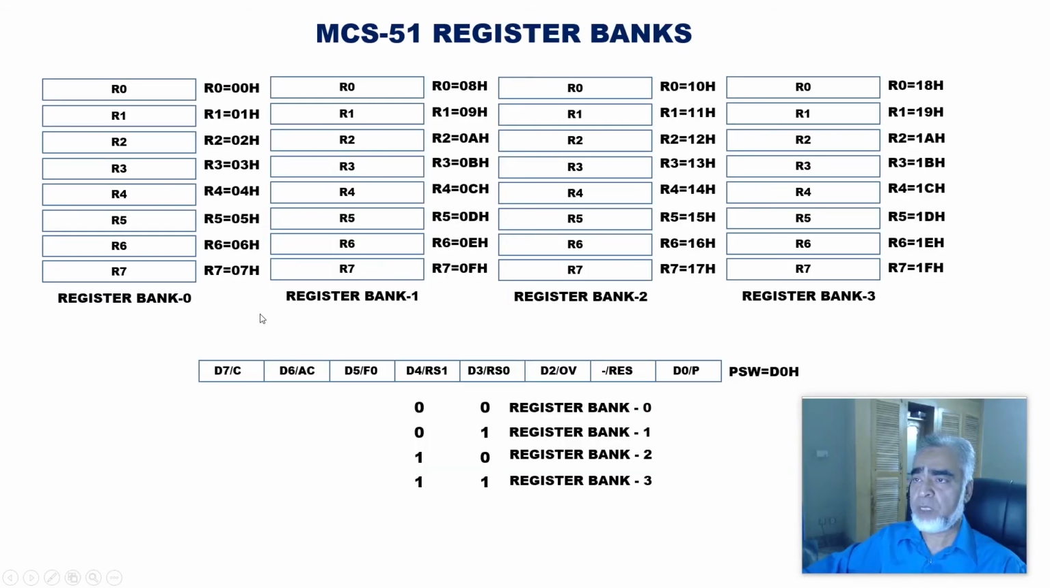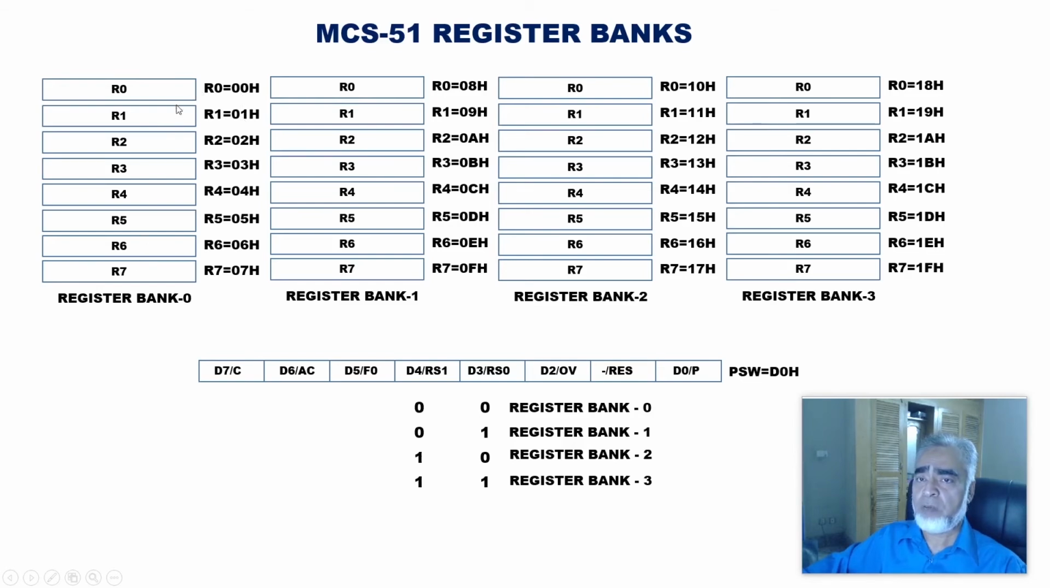Now we'll discuss the register banks of the MCS51 family. Here we can find that we have 4 register banks, that is register bank 0, register bank 1, register bank 2, register bank 3. And all these register banks have 8 different registers, that is from R0 to R7. All register banks, that is bank 0, bank 1, bank 2 and bank 3, have the same names for registers, that is R0, R0, R0, but they have different hardware locations.